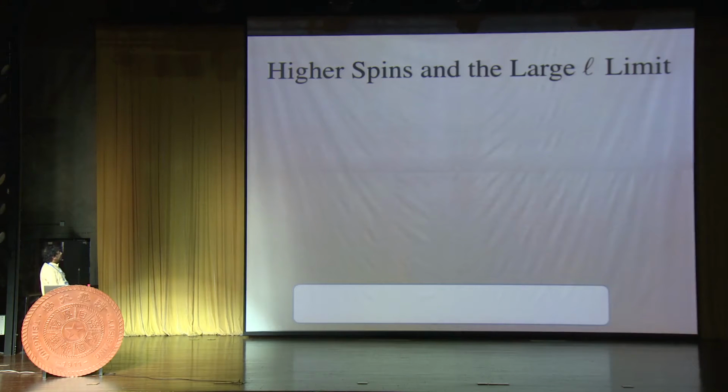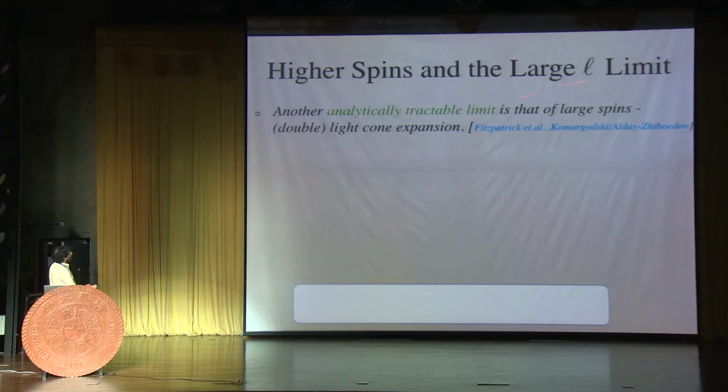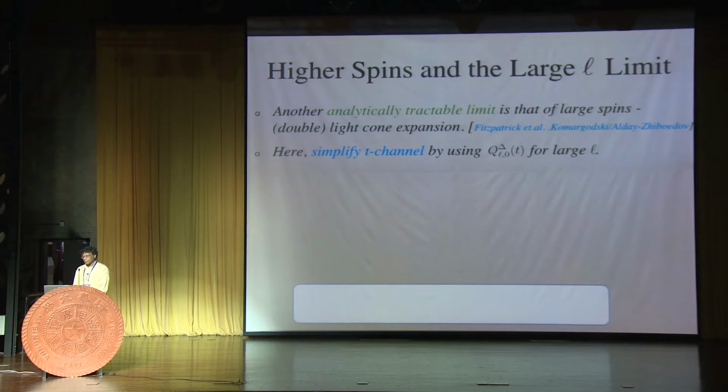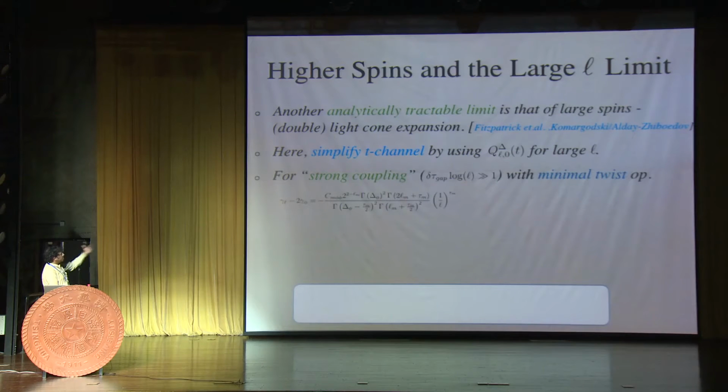The other context, as I mentioned, was that of the higher spins in the larger L limit. This is something people have been studying in the last few years using the light cone and double light cone expansion. In this approach that I sketched for you, what's nice about the large spin limit is that these orthogonal polynomials simplify, and you can simplify the T channel, which was the more complicated channel.